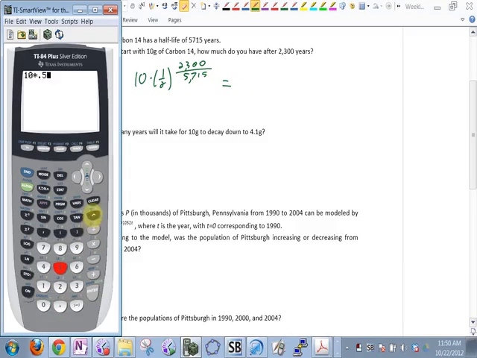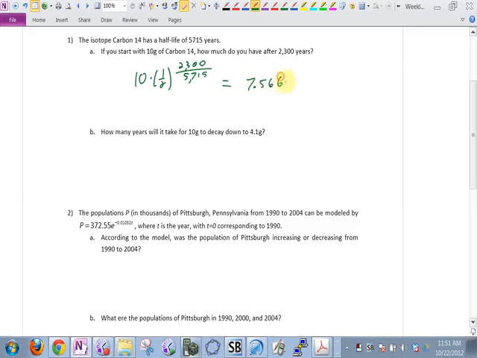Boom. And there you go. You get 7.566 grams. Okay, that one went pretty well.